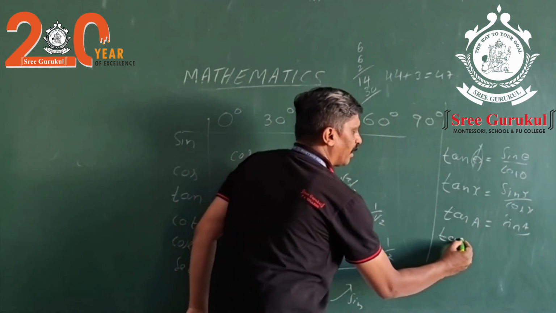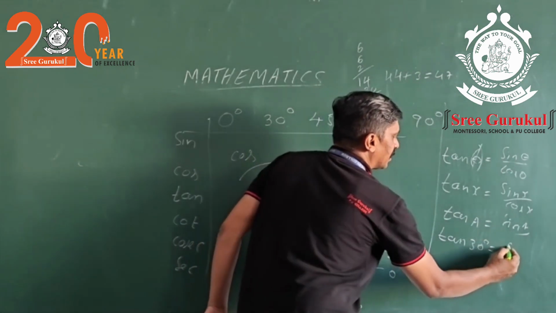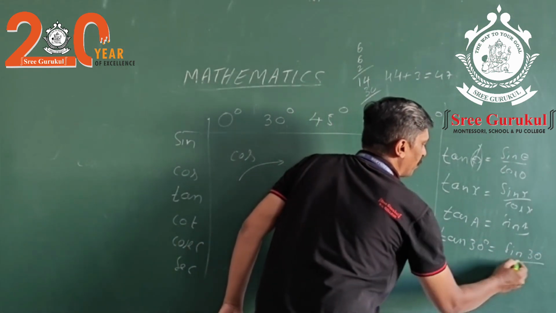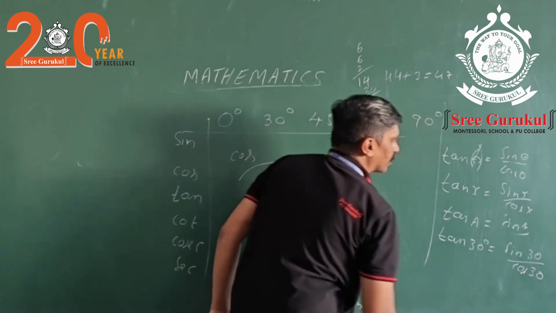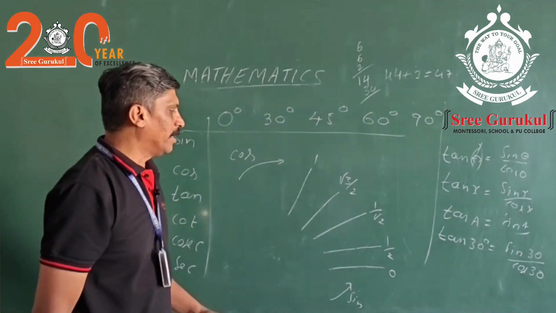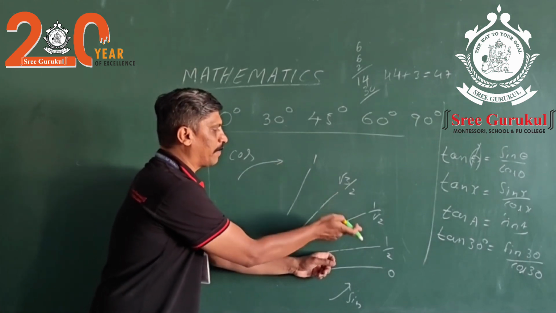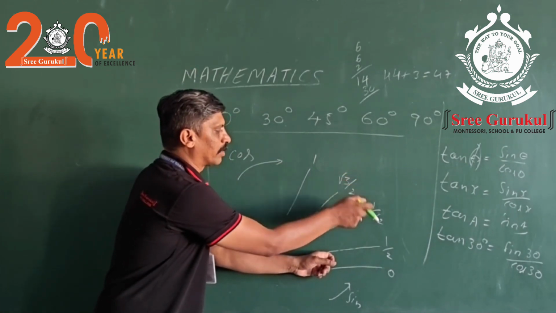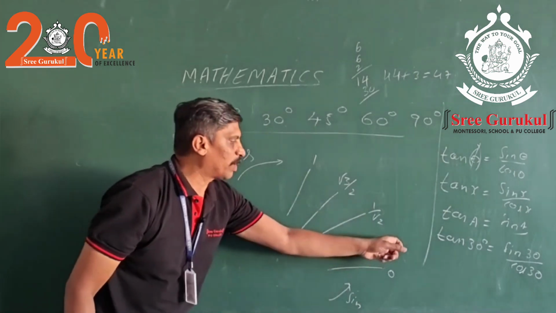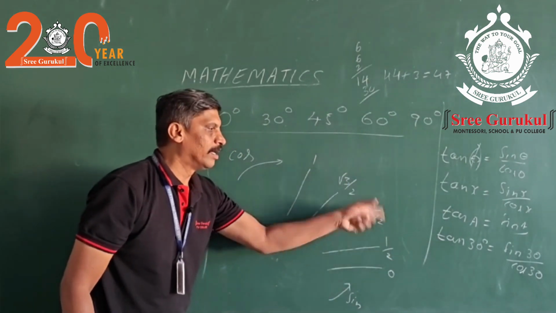Similarly, tan 30 degree. How to write the quotient form? It is sin 30 by cos 30. Here this is sin 30, this is cos 30. Sin 30 by cos 30 is 1 by 2 by root 3 by 2. The 2s cancel. That becomes 1 by root 3.